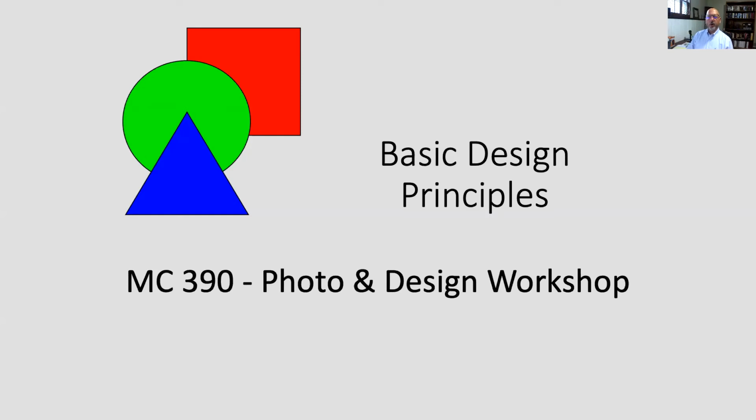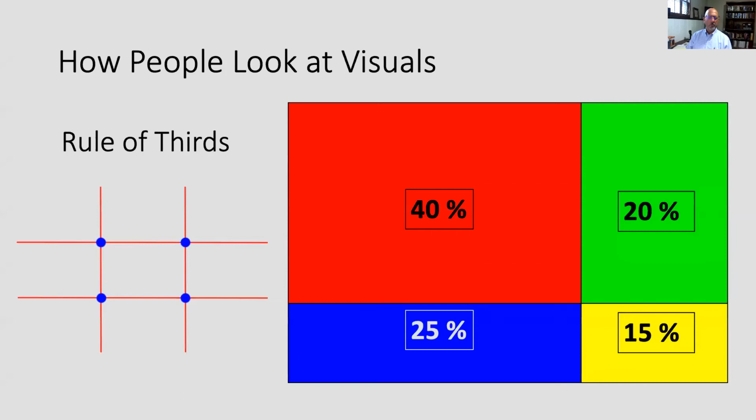So the first thing that we want to kind of study is how people look at visuals. Most of you are probably going to be familiar with the rule of thirds. You see that rule of thirds diagram on the left-hand side there. And as we look at dividing our image both vertically and horizontally in thirds, we have these imaginary lines that go through our image, and they create these intersections.